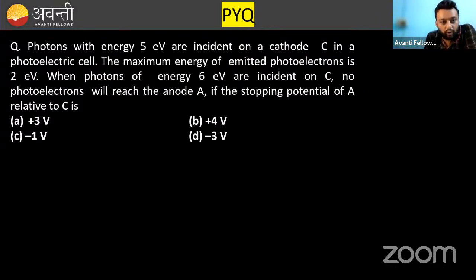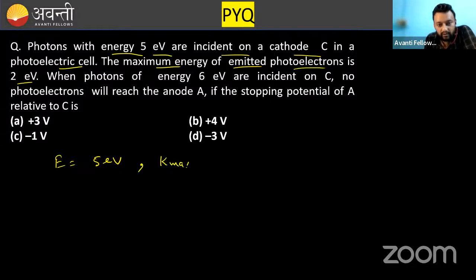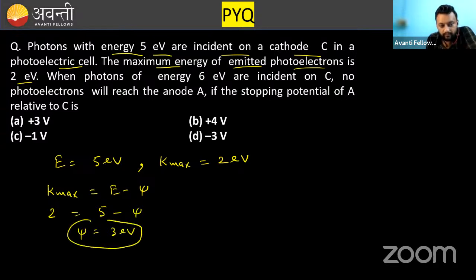Again, another question. Photons with energy 5 electron volt are incident on a cathode in a photoelectric cell. That means energy of photon is given as 5 electron volt. The maximum energy of the emitted photoelectrons is 2 electron volt. That means K max is also given, 2 electron volt. From this relation, we know K max is equal to E minus psi. Put the value: K max is 2, energy is 5 minus psi. So can you conclude psi is equal to 3 electron volt? From the first statement, I have concluded that.